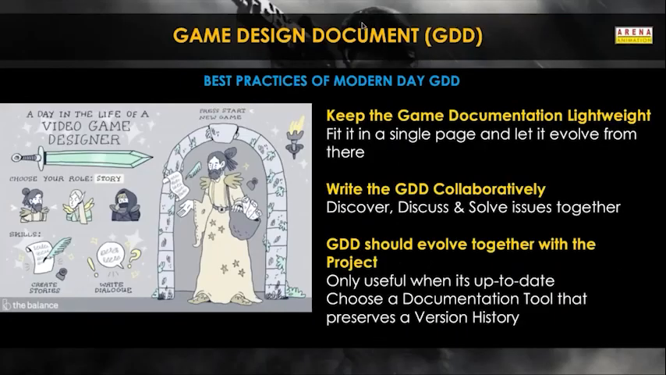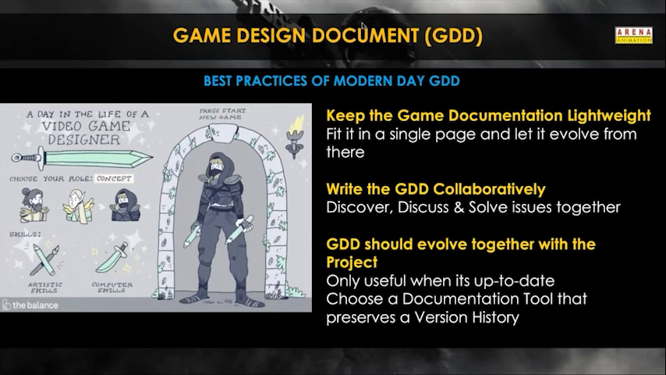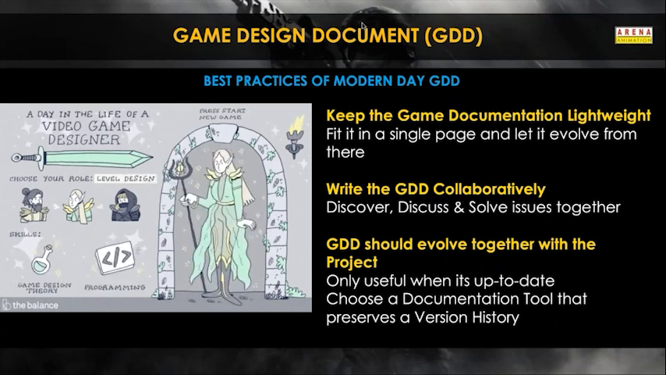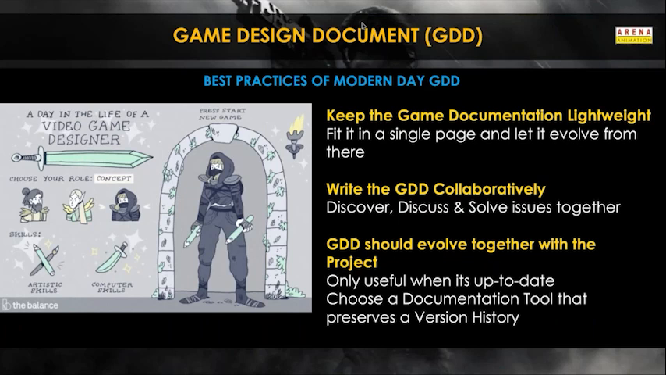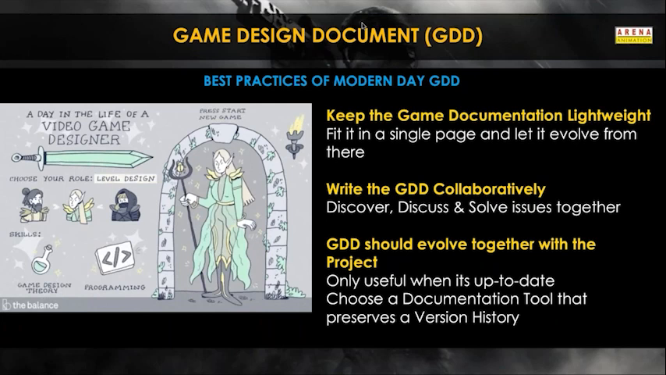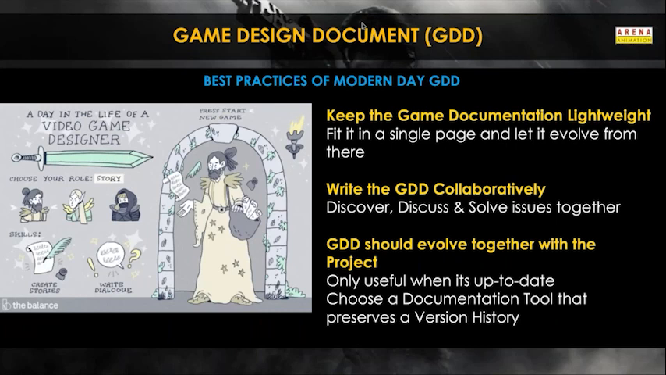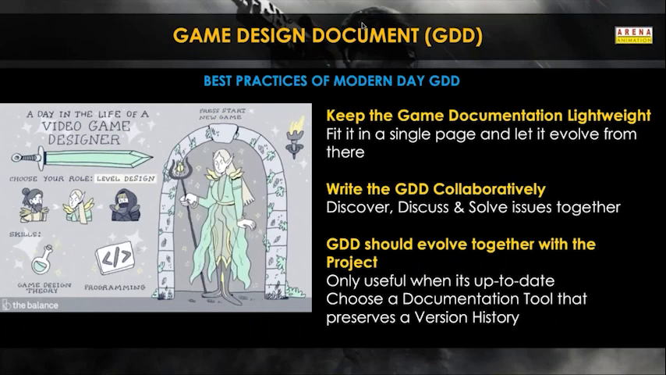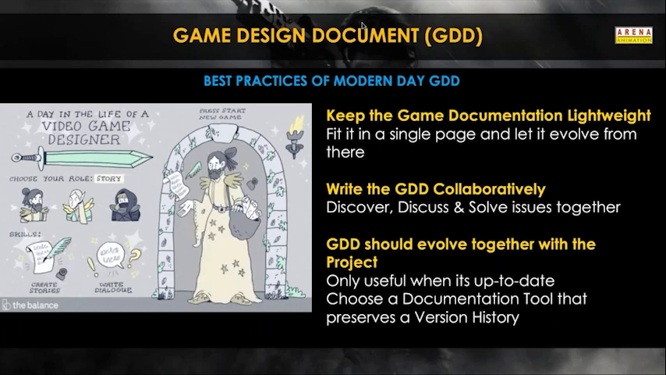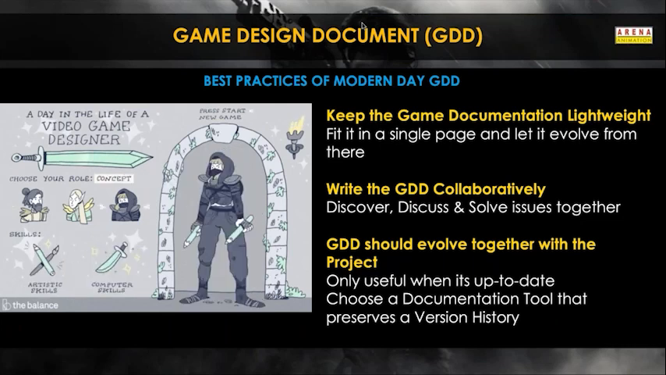So what are the best practices of the modern day game design document? You need to keep the game design document lightweight. The original game concept doesn't always work out. You might have to scrap the game or pivot in a different direction. Either way, keep the initial documentation to a minimum, in a simple manner, so you don't have to rewrite a multi-page document. It should fit in a single page and let it evolve from there. So even if you change things, it'll be just one page which needs to be modified.